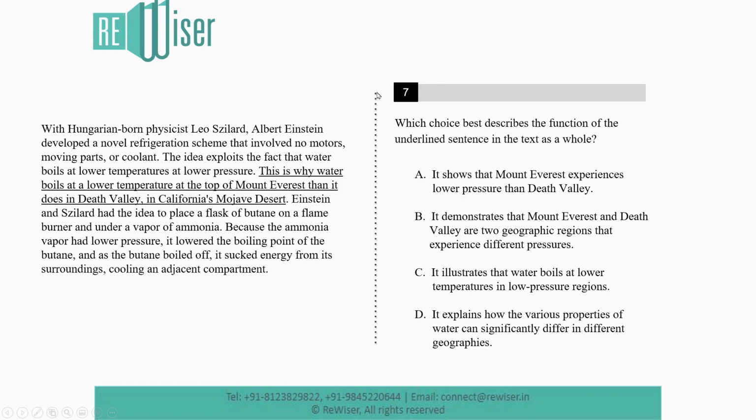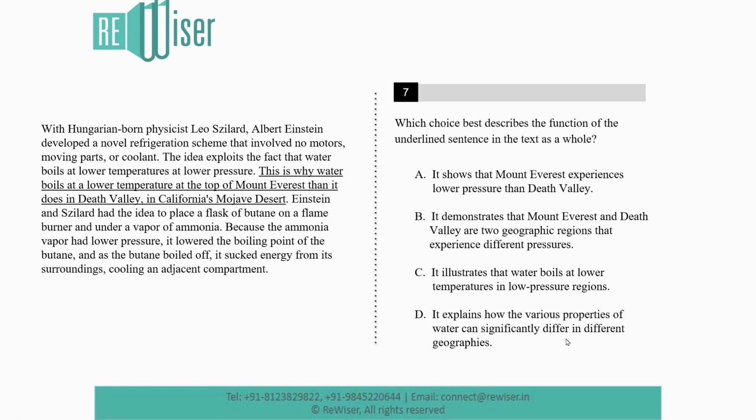Take a look at the question now. Which choice describes the function of the underlined sentence in the text as a whole? Option A, it shows that Mount Everest experiences lower pressure than Death Valley. Option B, it demonstrates that Mount Everest and Death Valley are two geographic regions that experience different pressures. Option C, it illustrates that water boils at lower temperatures in low pressure regions. Or option D, it explains how various properties of water can significantly differ in different geographies.